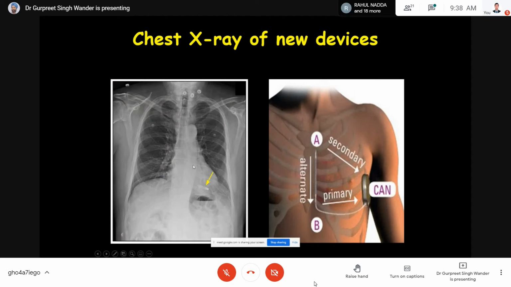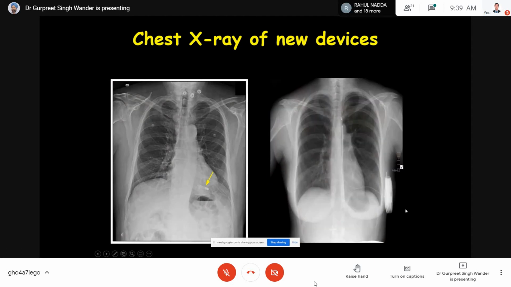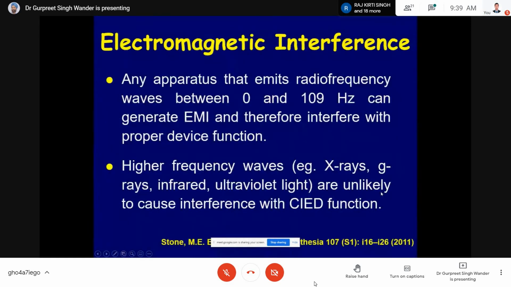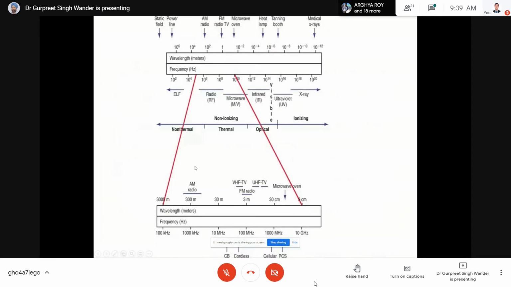So there is no lead, which you normally see. And these are some of the advancements which have happened over a period of time. There is some electromagnetic interference which occurs because these are electrical devices, and any apparatus that emits radio frequency waves between 0 to 100 hertz can generate electromagnetic interference, and so it can interfere with the proper functioning of the pacemakers. Higher frequency waves like X-rays, infrared, ultraviolet do not interfere with the pacemakers.